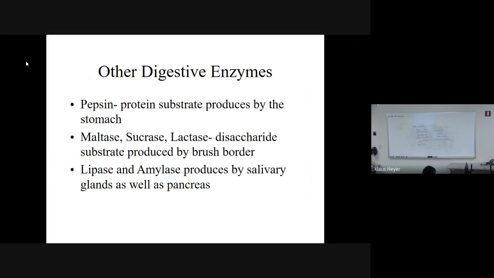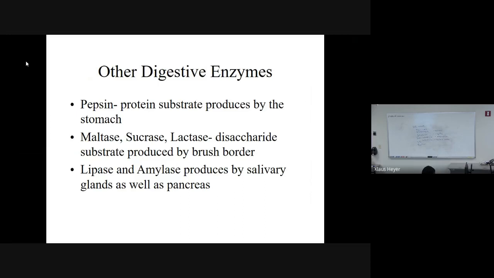So that should make 10. I just stopped it at 10. Those are 10 enzymes. I'm saying on the last bullet point, you don't have to remember that because I'll just get you confused. But we've already discussed it.